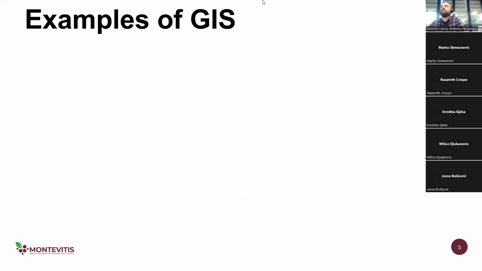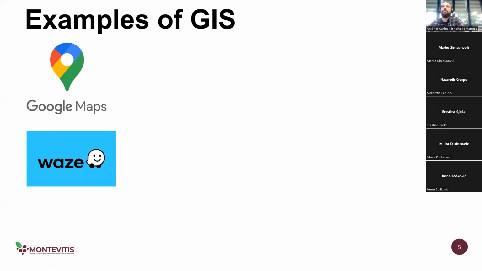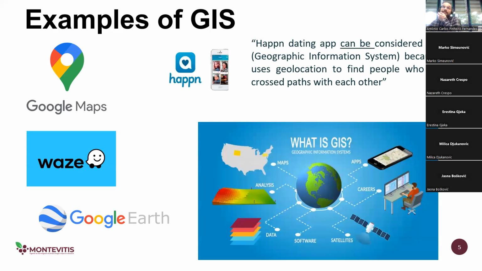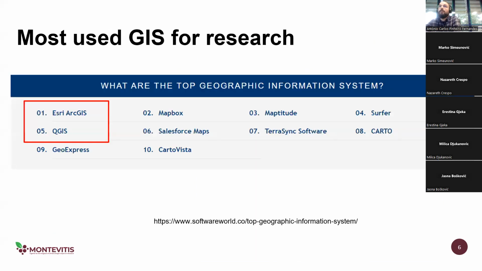We have very different examples of geographic information systems that everyone uses nowadays. We have Google Maps, we have Waze, we have Google Earth, and we even have some dating apps that use geographic information systems to help people meet. So as you see, geographic information systems are basically implemented everywhere. But now, in the scope of research, there are a lot of GIS software packages used. The best known are ArcGIS and QGIS, okay?